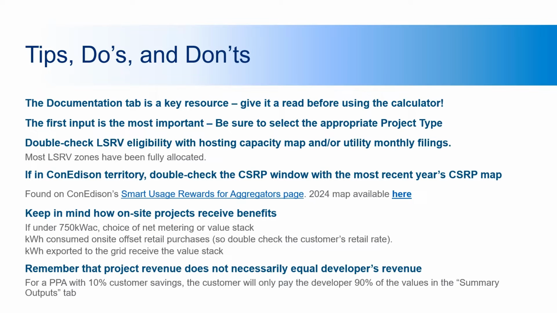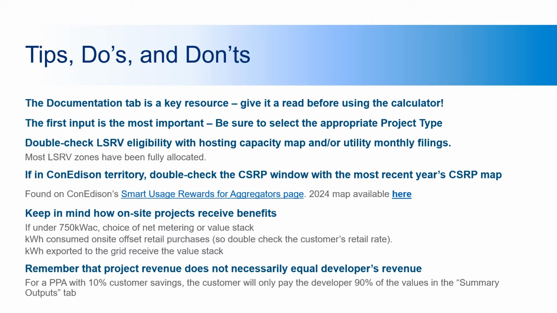The first input in the model, the project type dropdown, is the most important. Make sure you've selected the right option, or else the full set of inputs for your project will not be available, and some inputs that do show may not make sense.